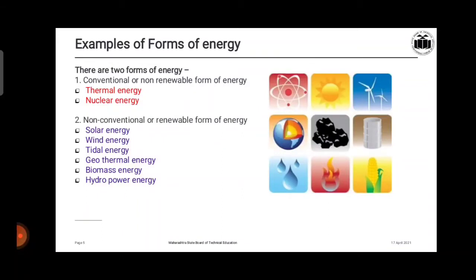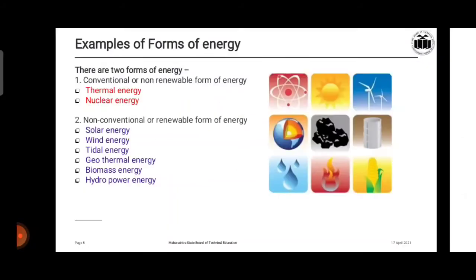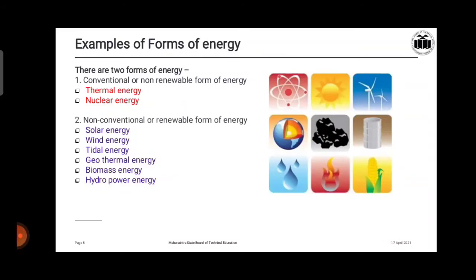There are two different forms of energies. Conventional, that is non-renewable, such as coal and nuclear energy. These are the non-renewable forms of energy, and these are the examples of conventional energy. Now the second type is non-conventional or renewable forms of energy, with examples like solar energy, wind energy, tidal energy, geothermal energy, biomass energy and hydropower energy.